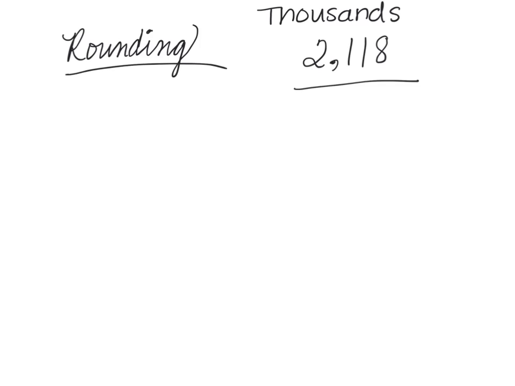Okay, so let's just remember thousands place, right? So I know this is the ones, this is the tens, this is the hundreds. Here is the thousands place. So I know the number that I am looking for. This is my target number. I'm putting an X over it. So this is the digit that I am rounding to.